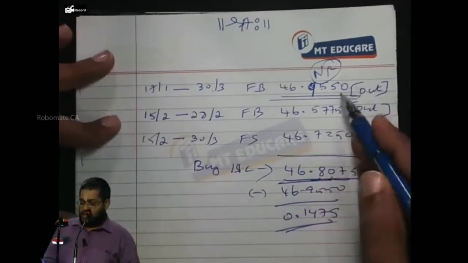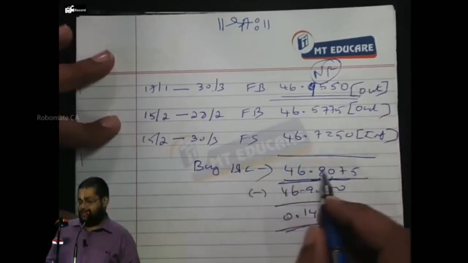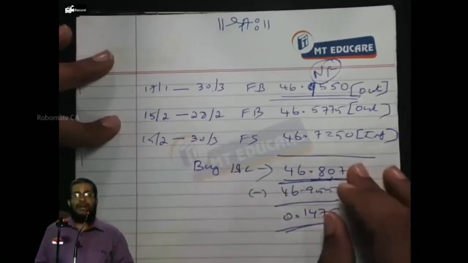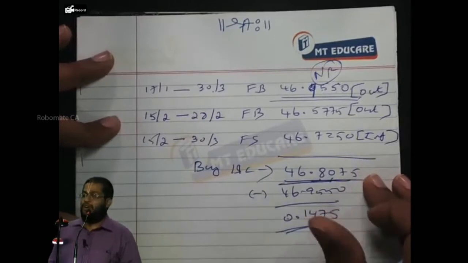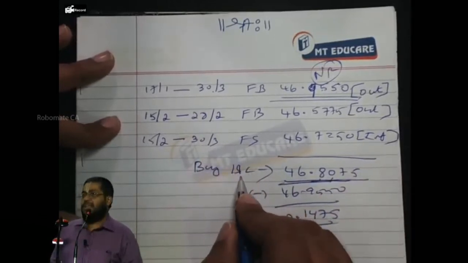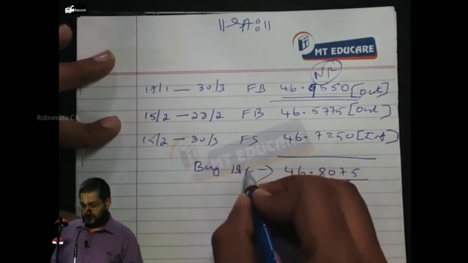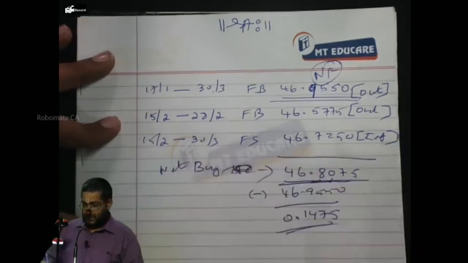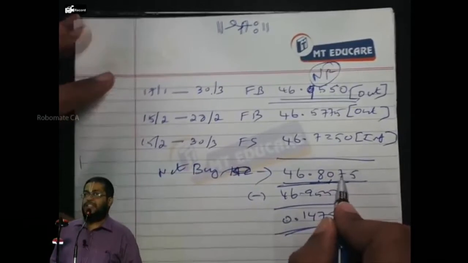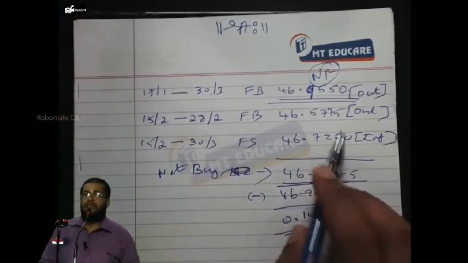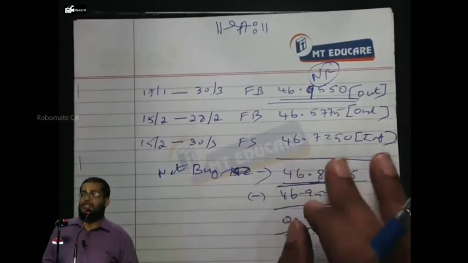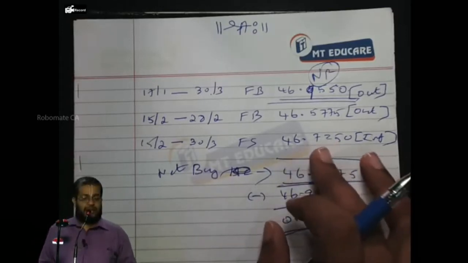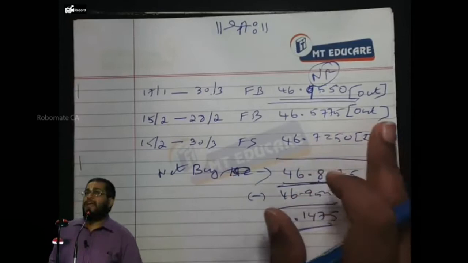46.7250. Now, if I knock it off, what is that here? It is 46.8075. Write down net buying cost per dollar, 46.8075. Can I proceed or not? Next paragraph, right?